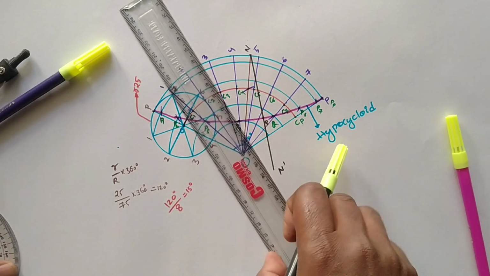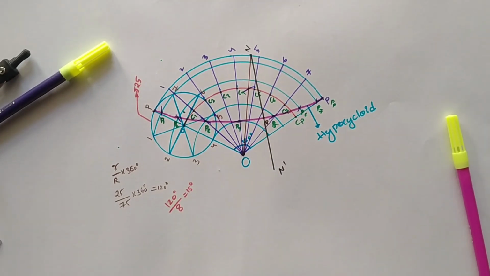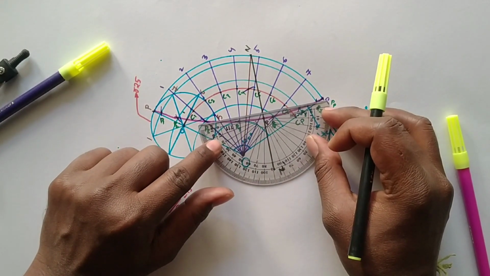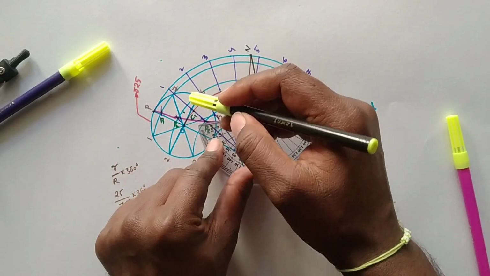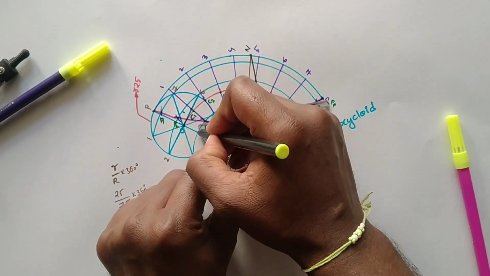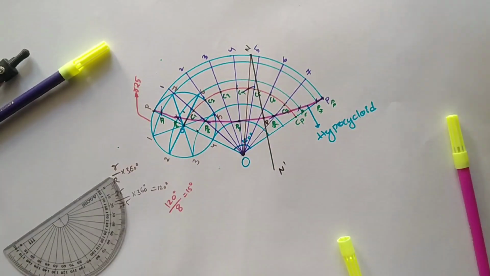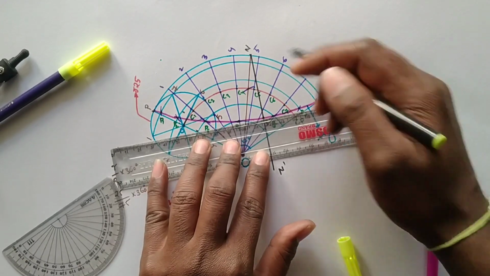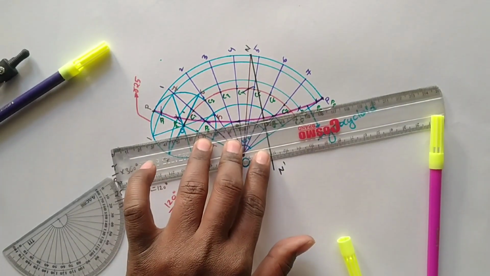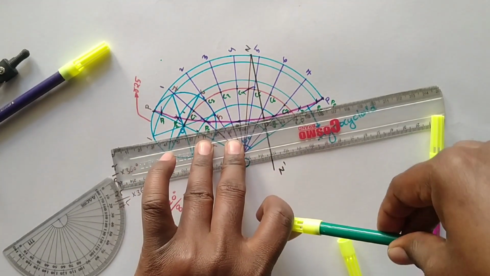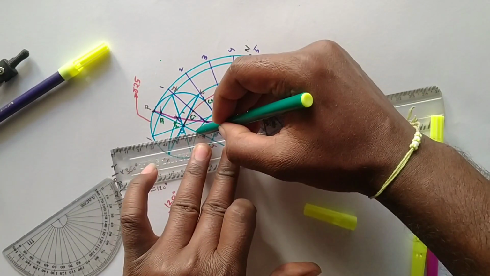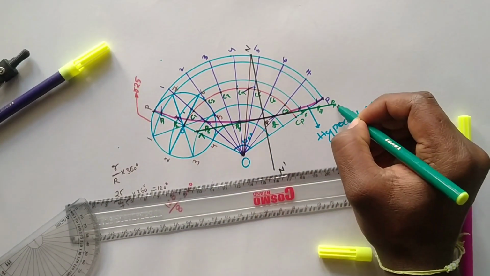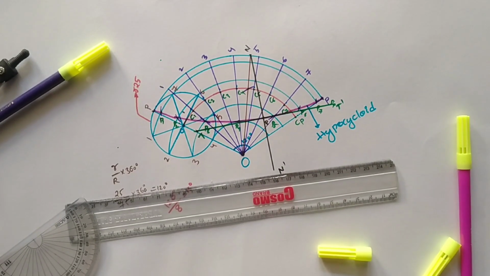Next, you have to draw the tangent. Tangent and normal are always perpendicular to each other. With the help of your protractor, measure 90 degrees to the normal. Next, with the help of your scale, from point P at 90 degrees to the normal, draw the tangent line. This is T, and T dash is nothing but the tangent to this curve.